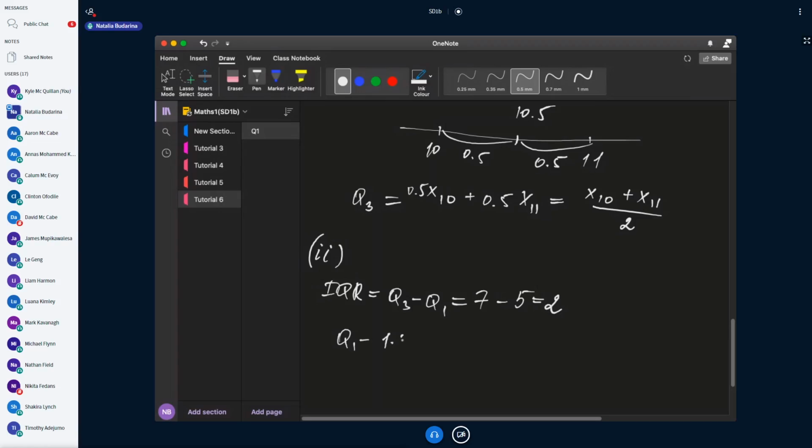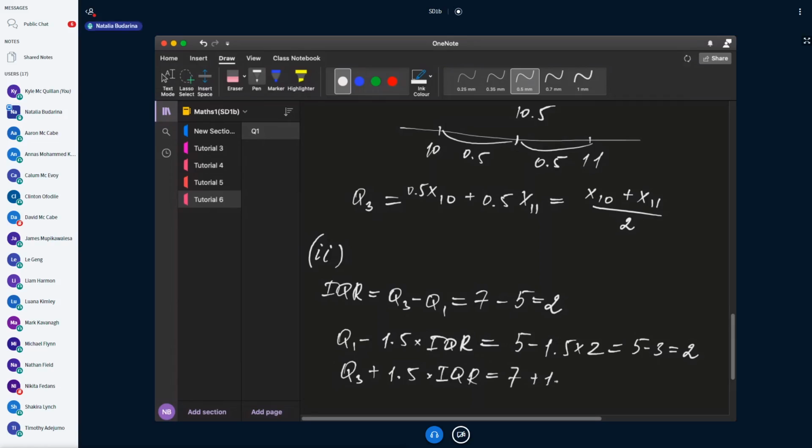Next, we need to find the values Q1 minus 1.5 multiplied by IQR, and Q3 plus 1.5 multiplied by IQR. So Q1 is 5 minus 1.5 multiplied by 2. 1.5 times 2 is 3, and 5 minus 3 is 2. Next, Q3 is 7 plus 1.5 multiplied by 2. 7 plus 3 is 10.